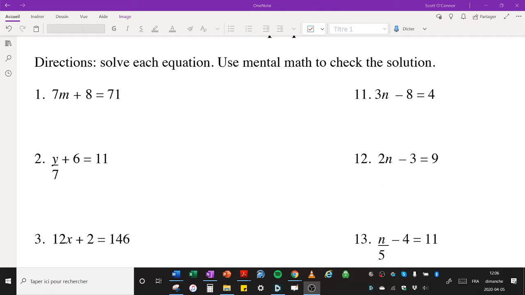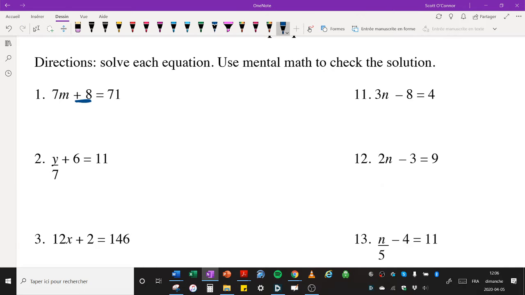All right, so we start with the first one, which is 7m plus 8 equals 71. I have plus 8 in my way of isolating m. I'm trying to get m all by itself. I can see plus 8 is in the way. I can see multiply by 7 is in the way. I'm going to get rid of addition and subtraction first. You can think of it as reverse BEDMAS. So I'm getting rid of addition or subtraction first. In this case, it's addition. I'm going to get rid of plus 8.